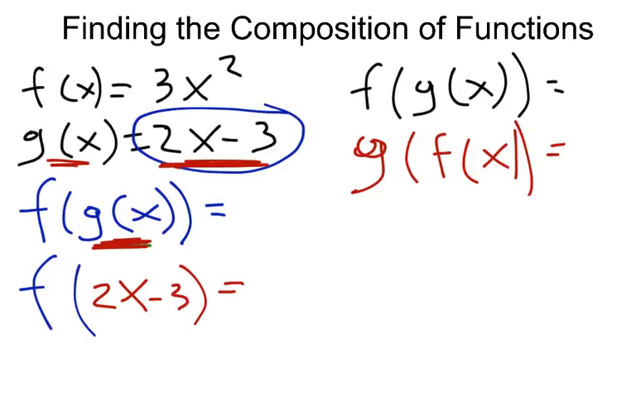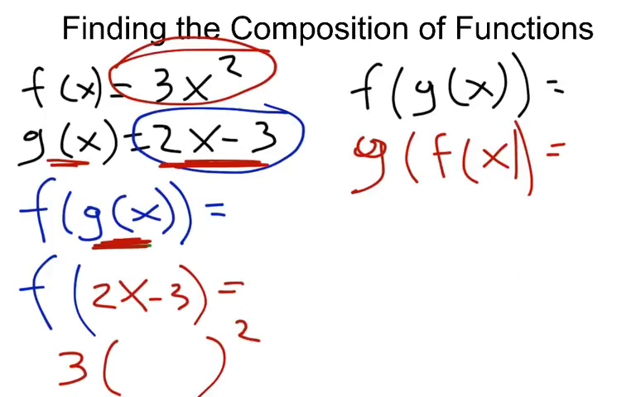Once I have that, I write my f function, and whatever I have in x, I put a parenthesis. My f function is 3x squared. It's the one on the outside, so I write 3x squared. Instead of the x, I put a parenthesis. What goes inside the parenthesis? My previous parenthesis, 2x minus 3. And then I just do algebra.